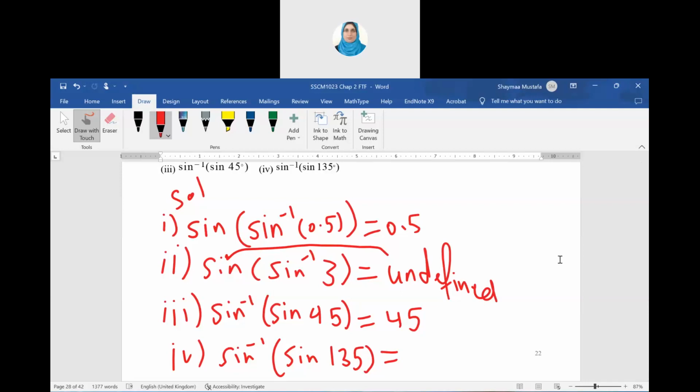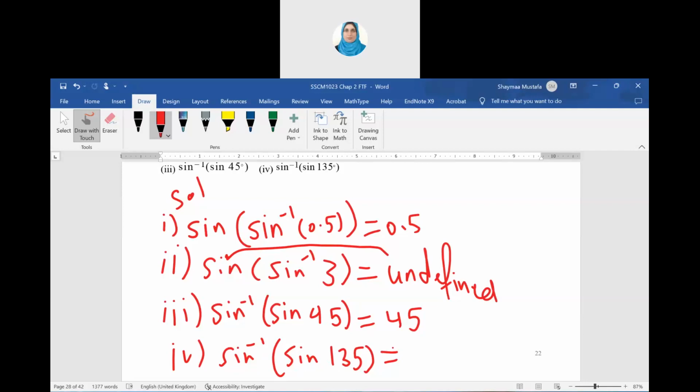Undefined. Okay, it is not undefined. It is not equal to 135. Yes, I agree with you. It is not equal to 135. It should be, but we can't say undefined. Why can't we say it is undefined here? Because I can find an equivalent angle to 135.